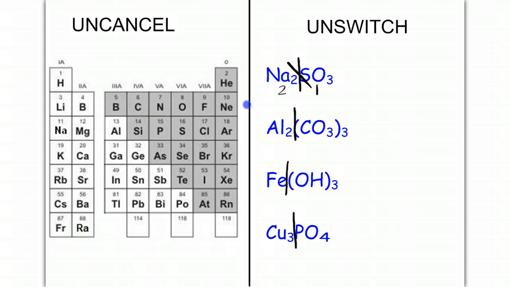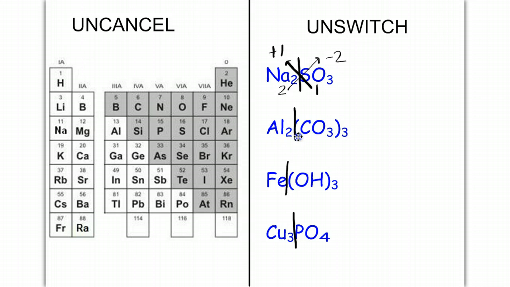This one means that sodium is +1, which we know because we can look at our chart, the periodic table, where sodium is located. And this 2 lets me know that sulfite is a -2 charge. And so now, after I have unswitched, then I can go ahead and name the compound.